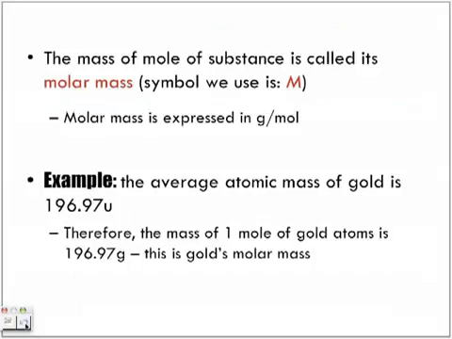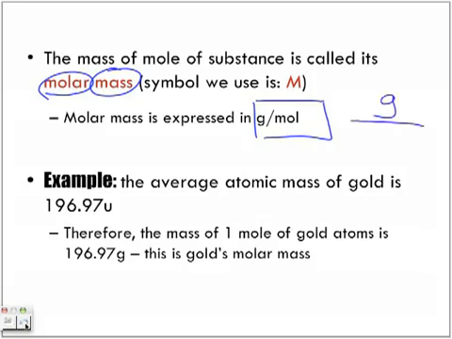The mass of a mole of substance is called the molar mass, and we use the capital M. Molar mass, always remember this. Think of moles, mass, what units come to mind? I'm going to think of grams. So molar mass is always expressed in grams per mole. Grams per mole is grams over mole. When we look at it as grams per mole, we mean grams per 1 mole, but we never write the 1 mole.